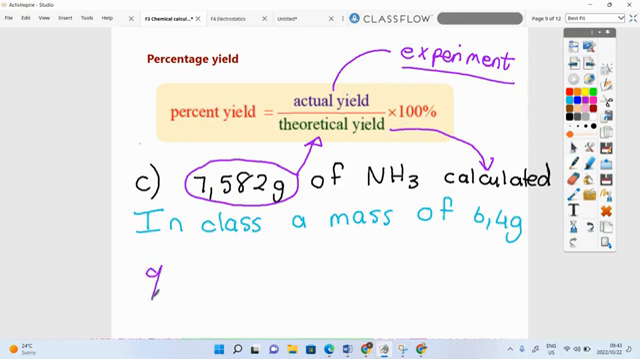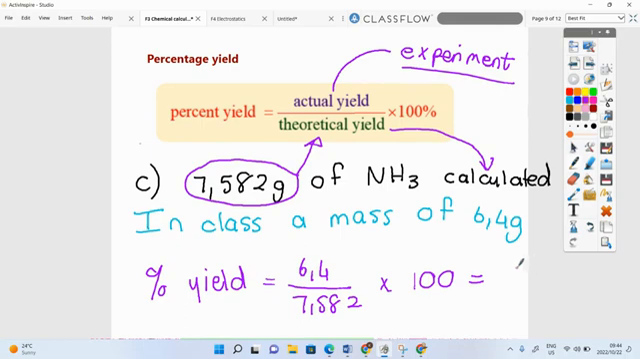So percentage yield. What are you going to put on top? Yes, the small number, but what he actually got in class. When you did the experiment, you got 6.4 grams. What he was supposed to get is the theoretical one that you calculate. And that is going to be 7.582 grams. Times by 100. And your calculator again has the hardest job. Let it do its job. What happens if you actually get larger than you should? Then you must know you've done something wrong. It doesn't happen.